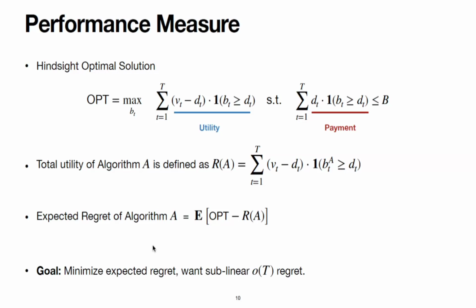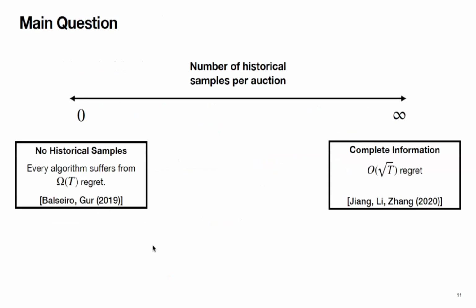In the setup. Okay, so here is the main question. How many samples do you need per distribution? There are two obvious extremes. One extreme is I don't want any samples of the distribution.